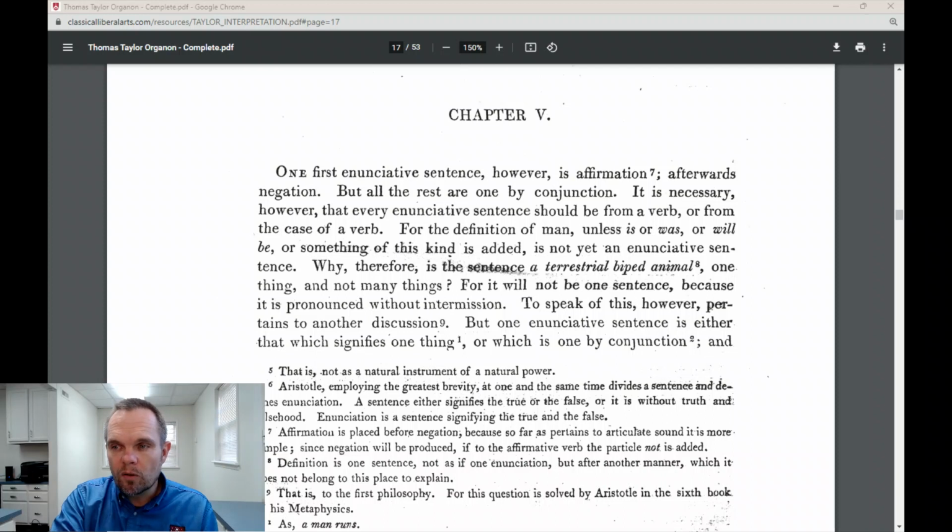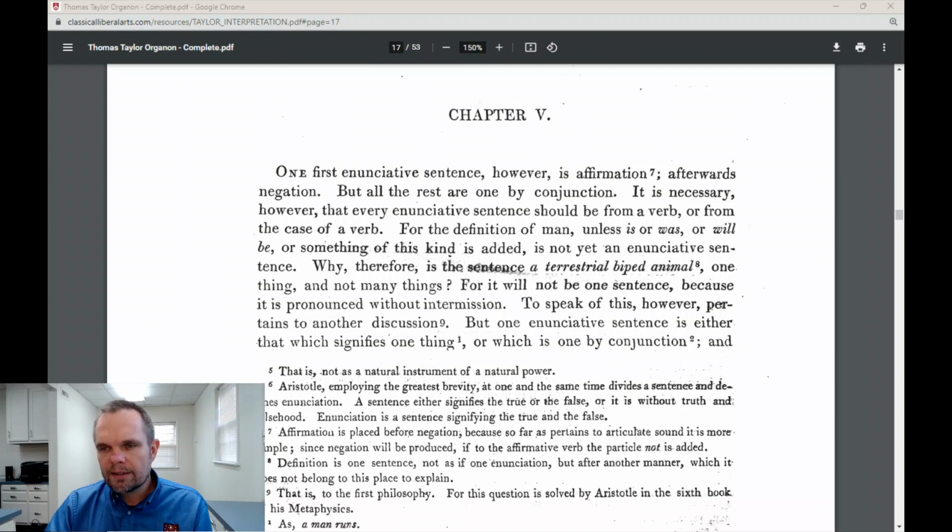Unless is or was or will be, that is, unless a verb or different cases of the verb is, was, or will be, or something of this kind is added, it is not yet an enunciative sentence. So what does he mean here by definition of man? Well, he's going to show us what he means in the next sentence. That's why you have to patiently read, and then read Aristotle and allow Aristotle to explain Aristotle. Just keep reading. Keep listening to what he's teaching.